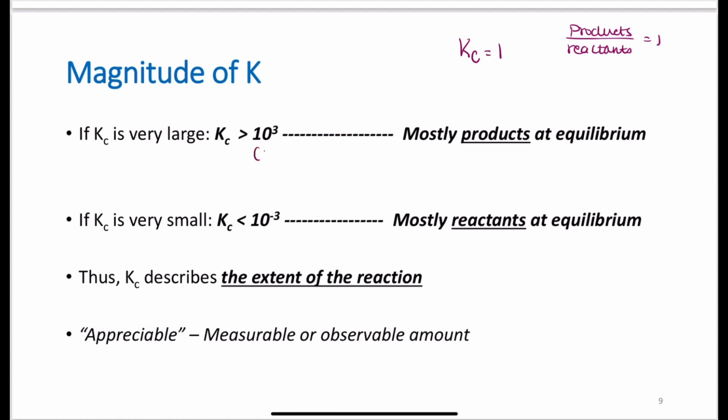it's mostly products at the equilibrium. If Kc is very small, less than 10 to the negative third, it's mostly reactants at equilibrium. And so we say that this reaction is product favored. Or not even product favored, it's just mostly products. We could say goes to completion, for the most part. We can say, since it's so much reactant, it's no reaction.